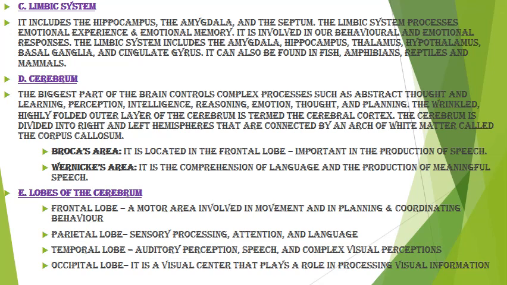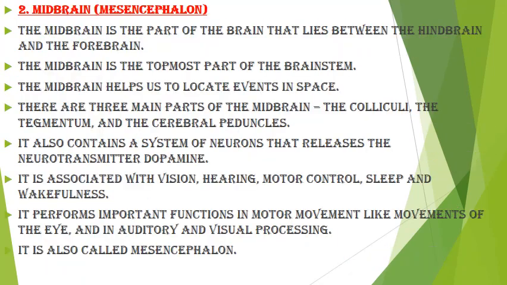Then Wernicke's area, it is for the comprehension of language and the production of meaningful speech. Lobes of the cerebrum. Frontal lobe, a motor area involved in movement and in planning and coordinating behavior. Parietal lobe, sensory processing, attention and language. Temporal lobe, auditory perception, speech and complex visual perceptions. Occipital lobe, a visual center that plays a role in processing visual information.